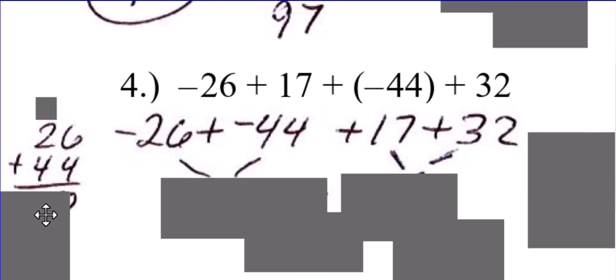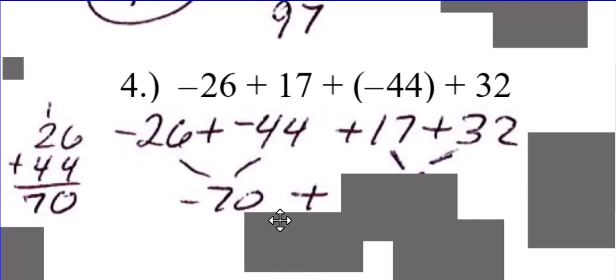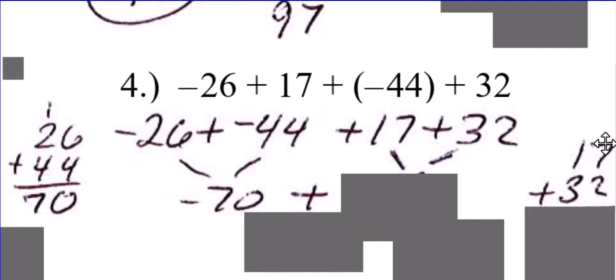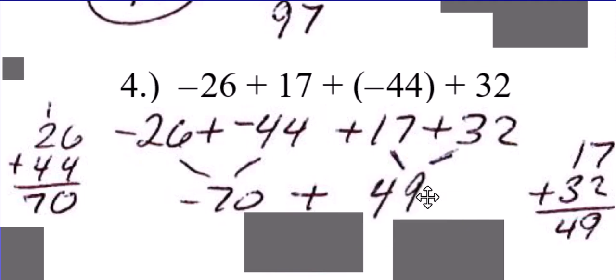6 plus 4 is 10. We'd carry the 1. 1 plus 2 plus 4 is 7. So that's going to give us negative 70. A negative plus a negative is a negative. And then a positive plus a positive is obviously a positive. You're going to add off to the side here as well. 7 plus 2 is 9. 1 plus 3 is 4. So that gives us 49.